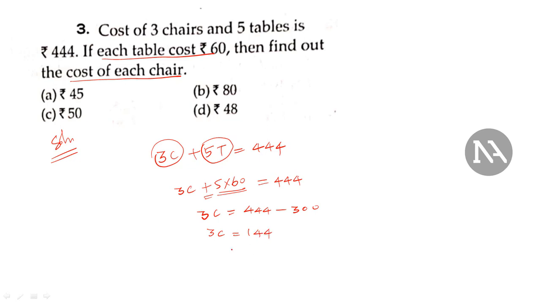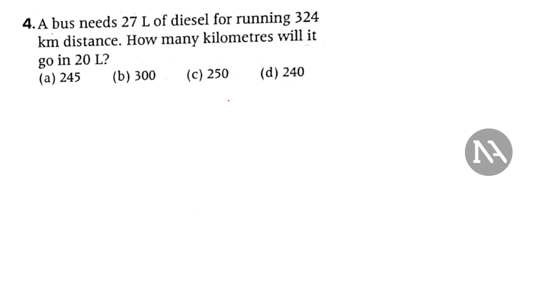144. Right? So here C, the cost of one chair, is equal to 144 divided by 3. So 1 3s are 3 and 4 3s are 12. So the remainder will be 2. Then 8 3s are 24. So it is rupees 48. So the cost of one chair is rupees 48. So option D.